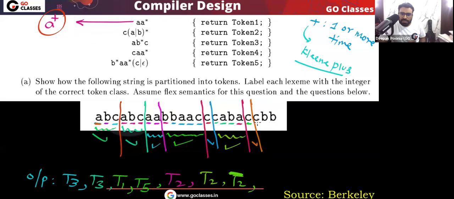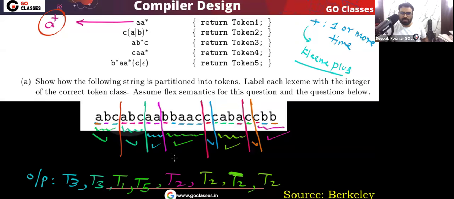Now let's see here. This is matching with this regular expression, not matching, actually, they are in the race. The second and fourth, they are in the race. CB, now this is out of the race. Only this is in the race. The second regular expression is in the race. CBB, yes, the second regular expression is in the race and it is matching also. So for this CBB, what will be generated? Token 2 will be generated. So the output will be 33152222.